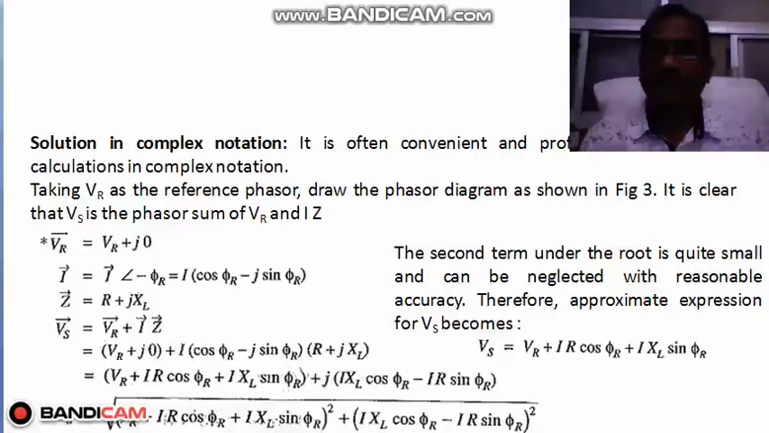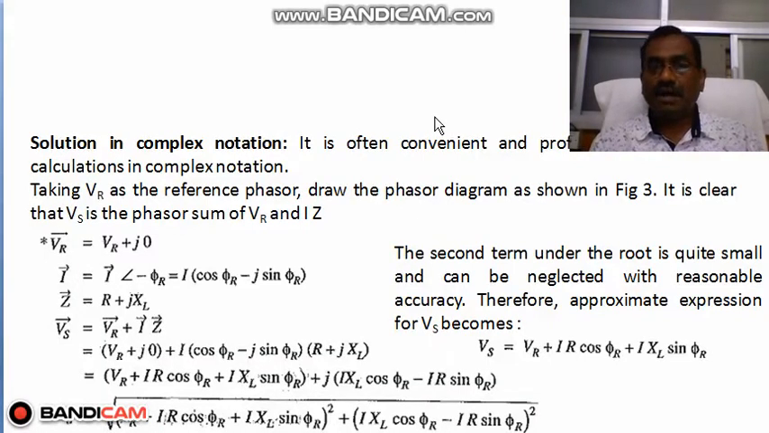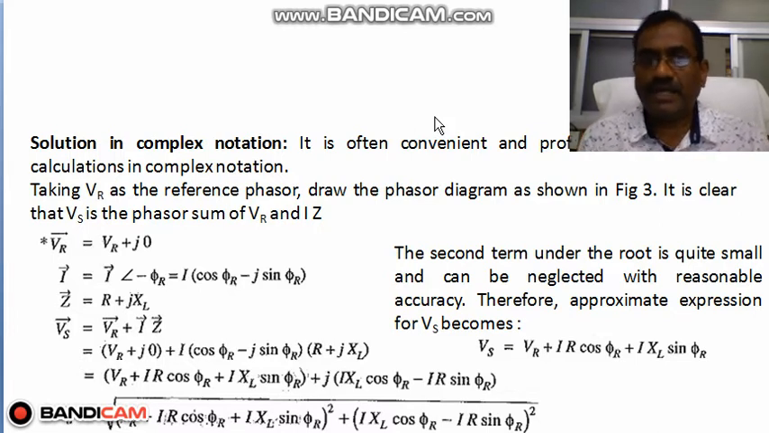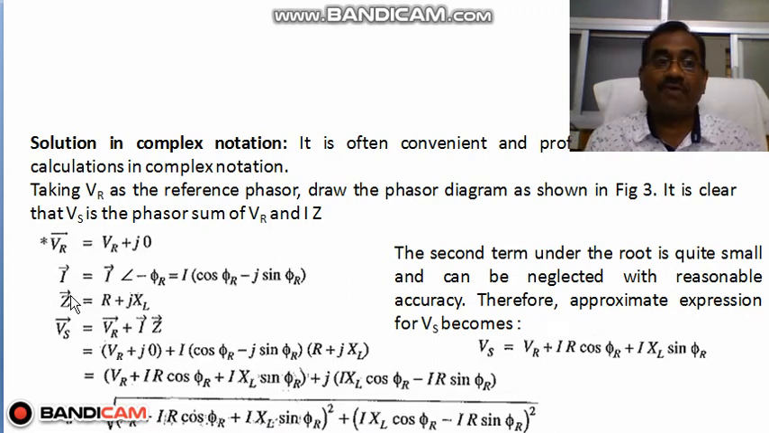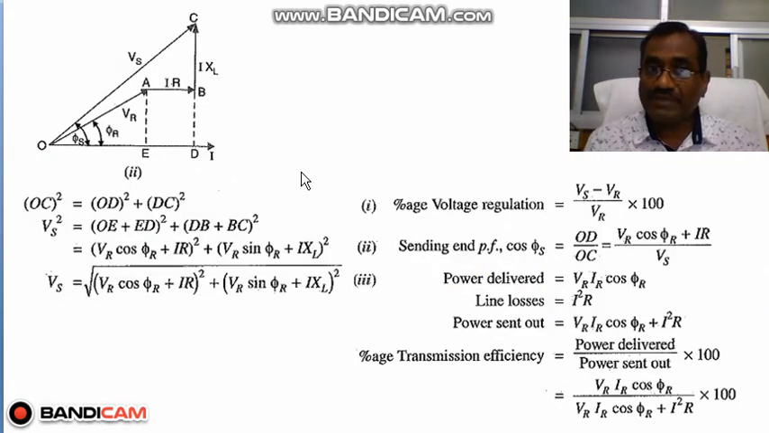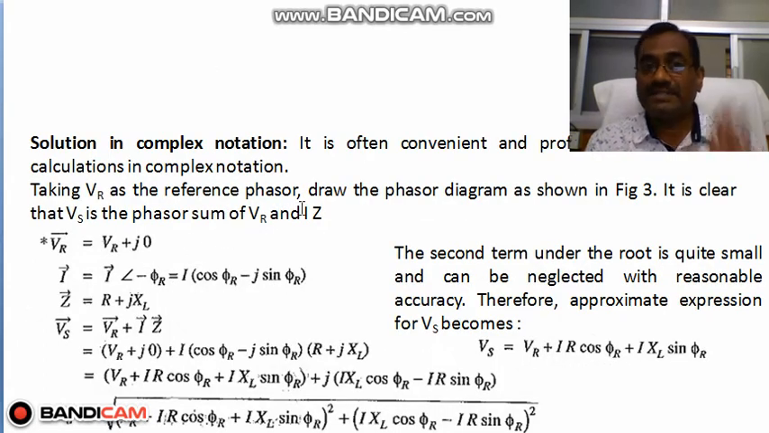Okay, thank you. So it is often convenient and profitable to make the calculations in a complex notation. It's always easy using a complex notation. So taking VR as the reference phasor, now see here, instead of taking I as a reference, I will take VR as a reference. Now draw the phasor diagram. I will show you this phasor diagram now.